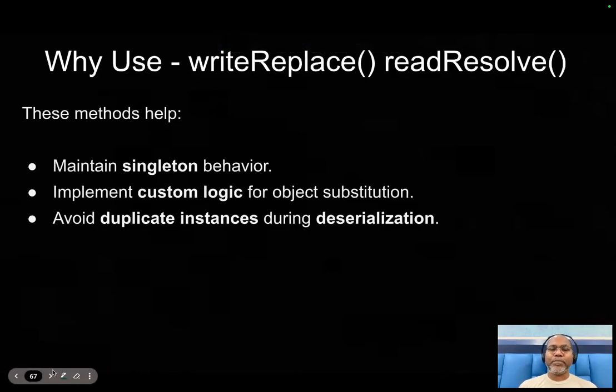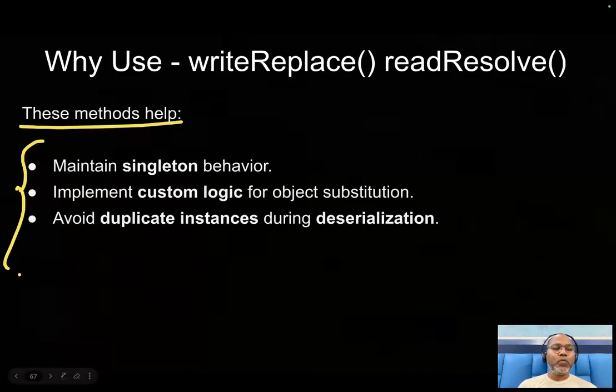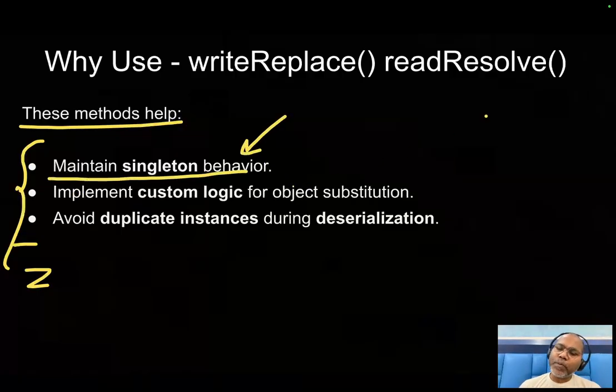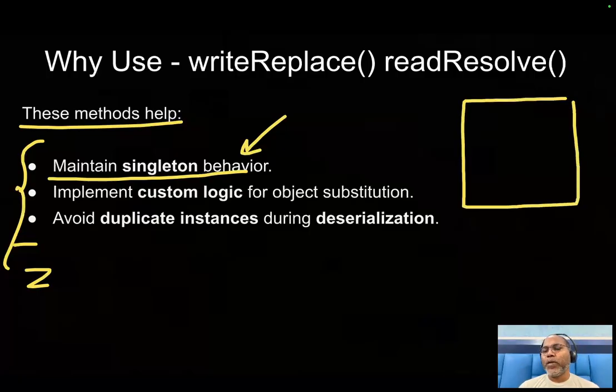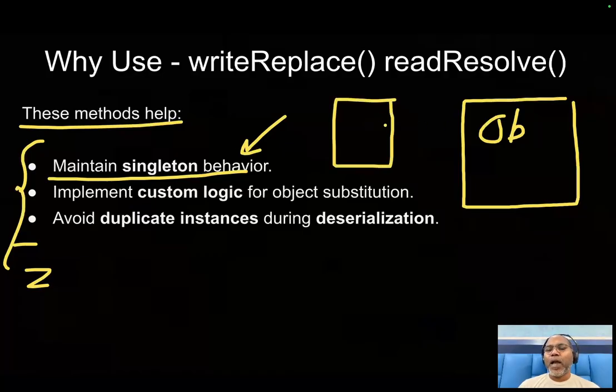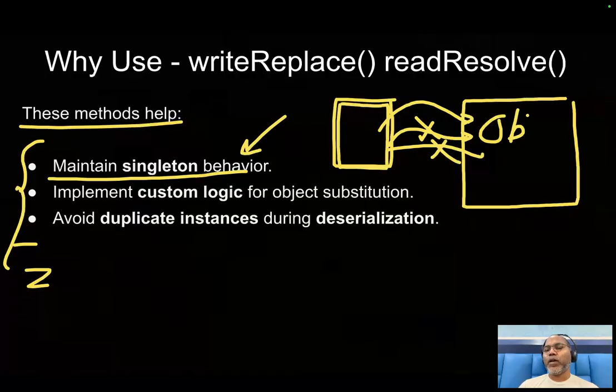Let's understand the basic theory about the writeReplace method. It helps to do a couple of things. One is maintaining the singleton behavior. Singleton is a design pattern that helps whenever you create a Java object. For a class, you can normally create any number of objects. But this design pattern says I want only one object created for a particular class. I want only one object in the JVM; no two or three objects are allowed. This is known as singleton.